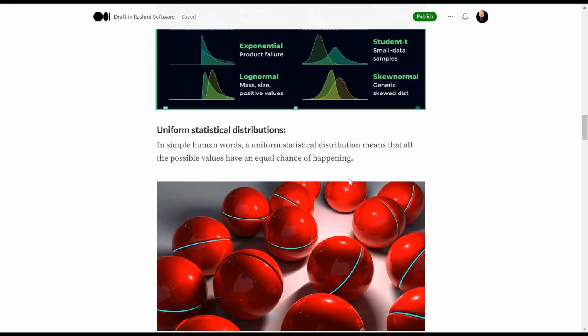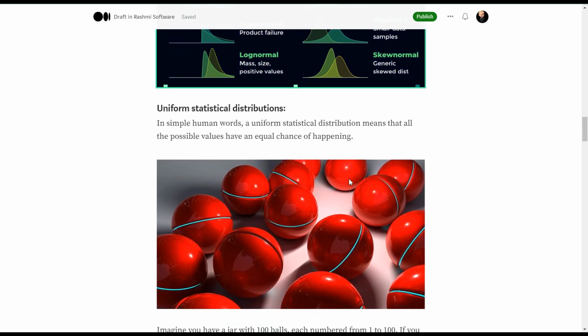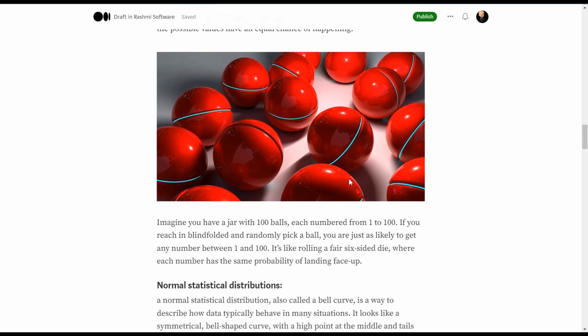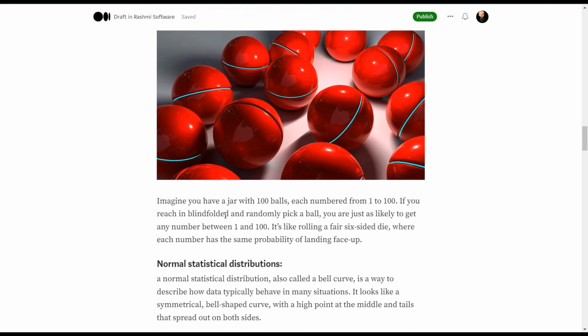Uniform statistical distribution. What is the meaning of uniform statistical distribution? In simple human words, we can say uniform statistical distribution means that all the possible values have an equal chance of happening. If you understand, good. Otherwise, you can see that. Imagine you have a jar with 100 balls, each numbered from 1 to 100. If you reach in blindfolded and randomly pick a ball, you are just as likely to get any number between 1 and 100.